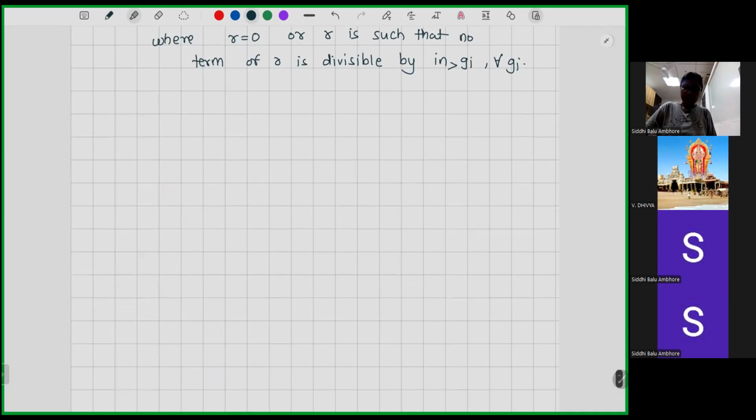I mean, in graded reverse lexicographic order, x1 is less than x square. Okay, but in lexicographic order, so let me write g lex. But in just lexicographic order, x1 is greater than x square. Okay, so there is a difference.